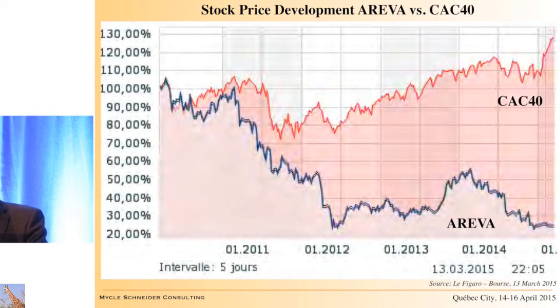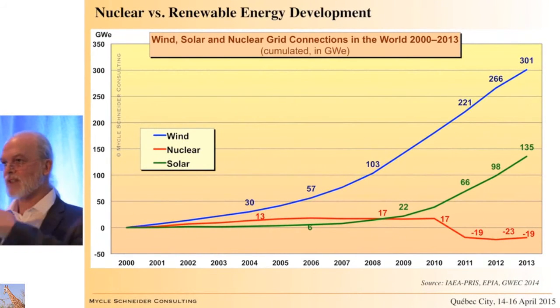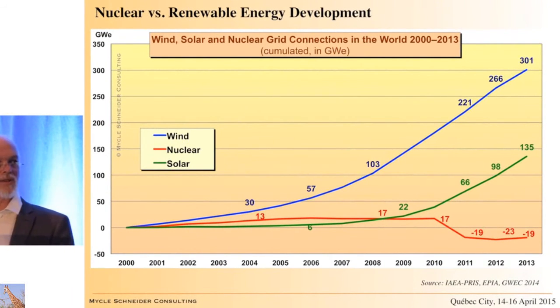Now, just a few words on, we always have a 10-page, 15-page section in the report on the comparison between nuclear and renewable energy developments. So what we did here is we have in blue wind energy generating capacity development. In green, it's solar photovoltaics, and in red, it's nuclear. And this is since the year 2000. So the capacity change since 2000. So we have less than in the year 2000 for nuclear, and we have a huge increase in wind and solar.